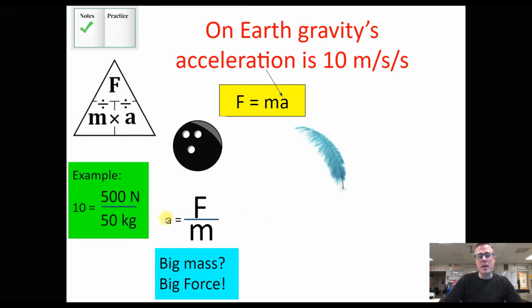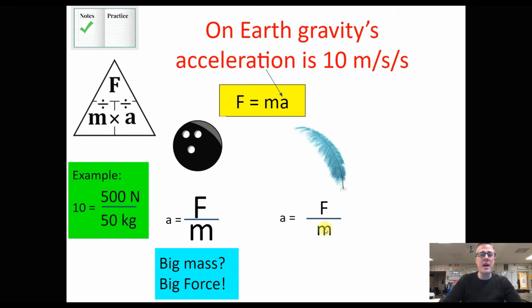So let's put in some actual numbers. Let's say that the bowling ball has a mass of 50. That would mean that it's pressing down on your hand with 500 newtons. But gravity is always 10. Check the math. 500 divided by 50 equals 10. Well, let's go over to the feather. So you hopefully know that the feather has a really tiny mass.